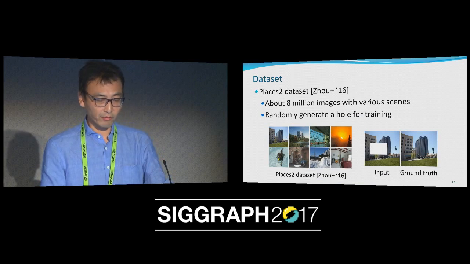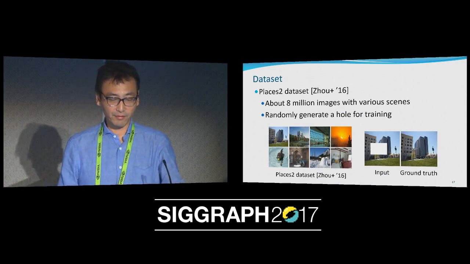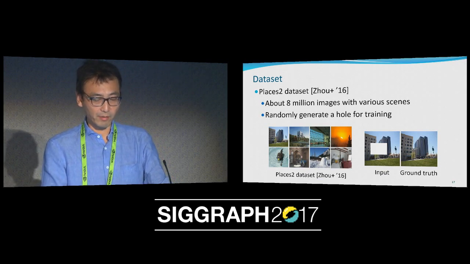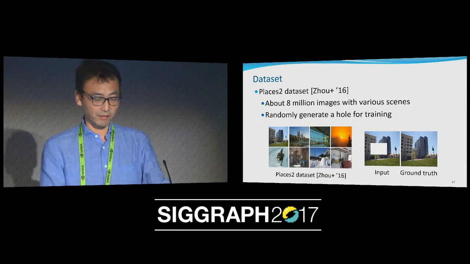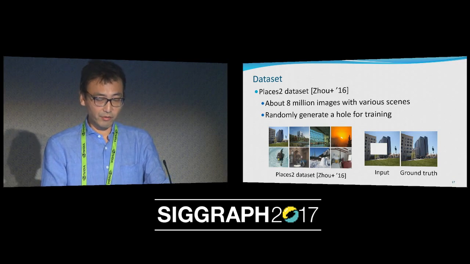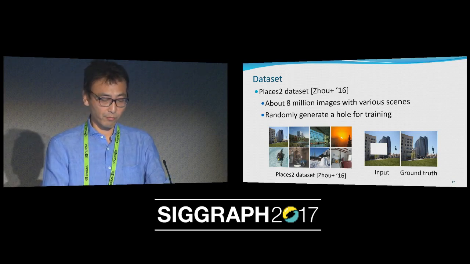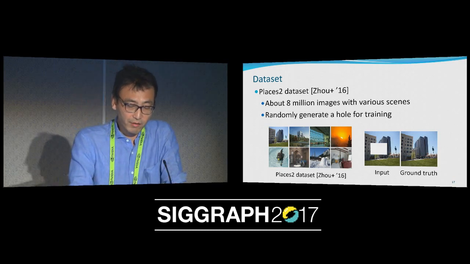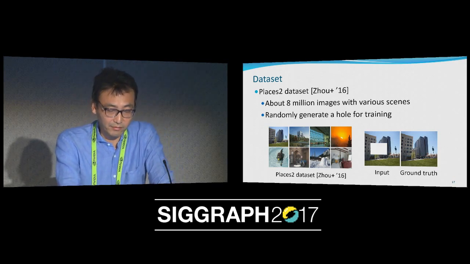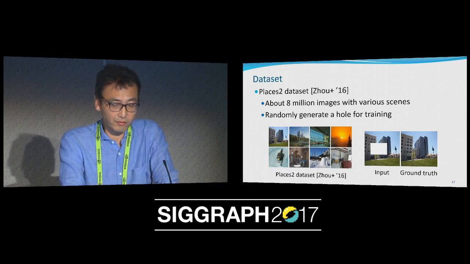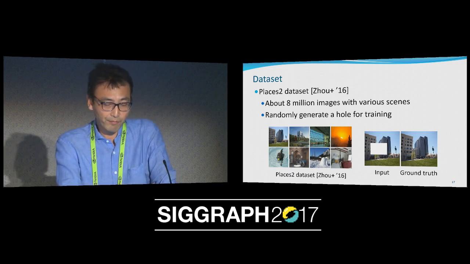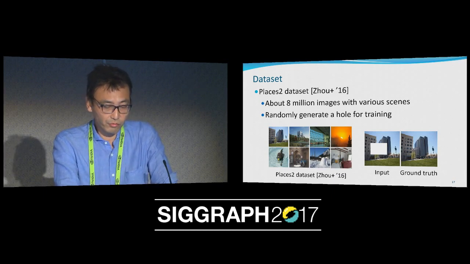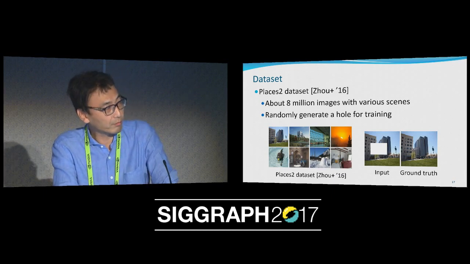Okay, for training, we use the Places 2 dataset. This dataset contains about 8 million images with various scenes, which will effectively train the completion network to complete a large variety of patterns. We generate random inpainting masks and use them to erase parts of the input images. The completion network is trained to output the ground truth from the input image with the hole.